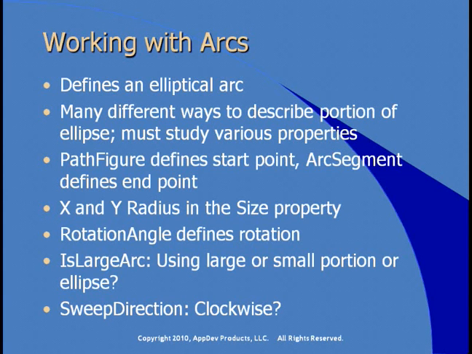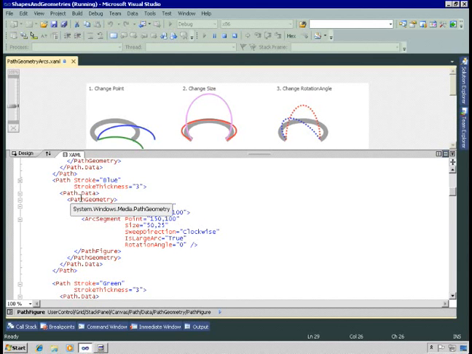This is incredibly complicated. Let's look at our sample to see some examples of working with the arc segment element. So in this example, nothing has changed except the point. Now I've placed the point so far out that the size of the ellipse had to change as well. That defines the shape.